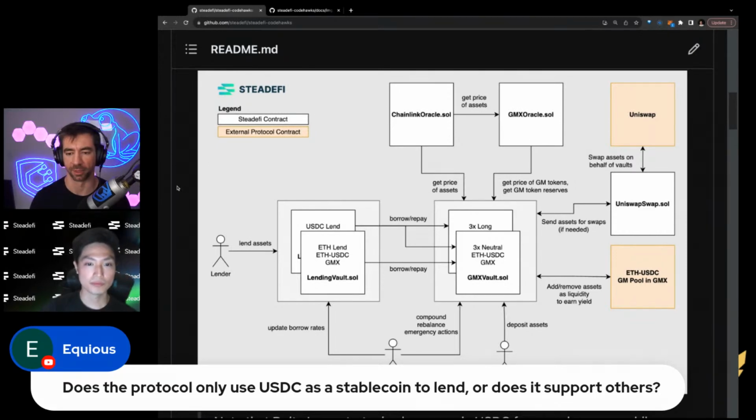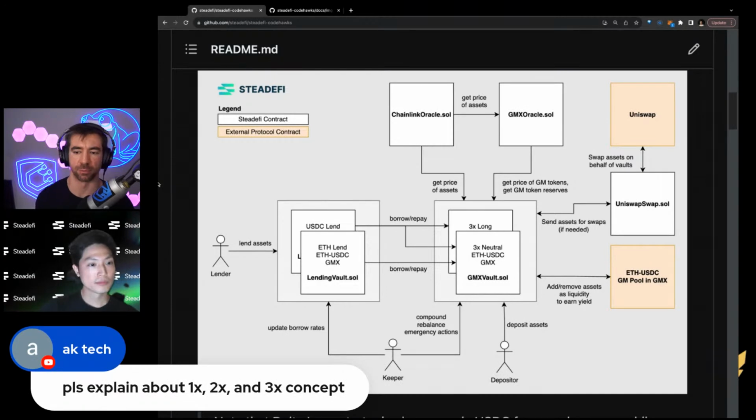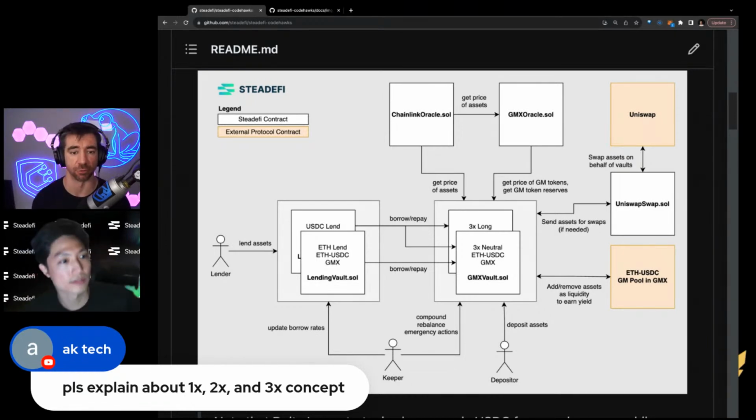Great. Awesome. Thank you. Next, could you please explain the 1x, 2x, and 3x concept? So, more high level, how does the 3x leverage work? Okay. So 1x, 2x, 3x, it simply means the leverage factor.